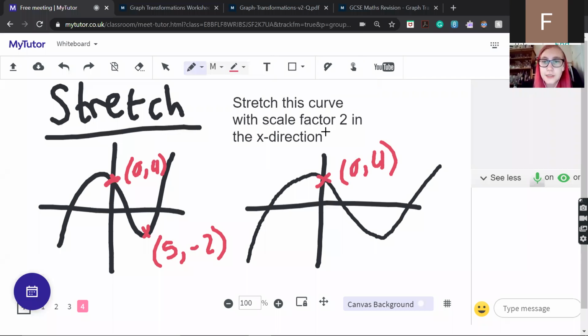Because 0 times 2 is 0. Even though it's stretched out, it's still along that axis, it's still there. Whereas this point is now (10, -2). Remember, its depth hasn't changed, its y value hasn't changed. We stretch something out, nothing gets higher or lower. But the point that was 5 across has been stretched out, so now it's 10 across. Hopefully that makes a bit of sense.